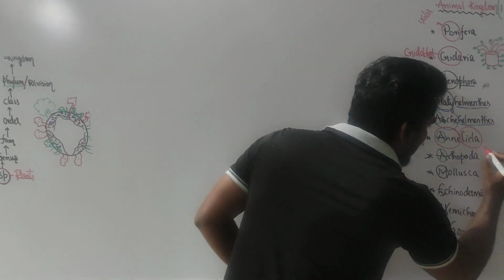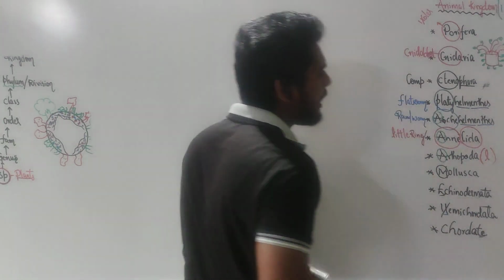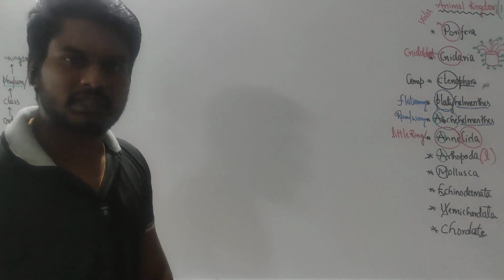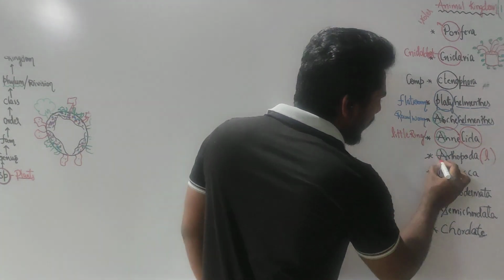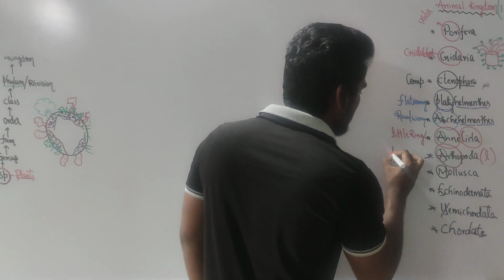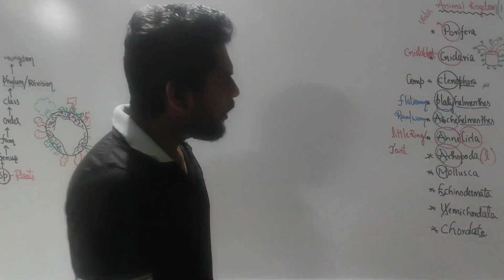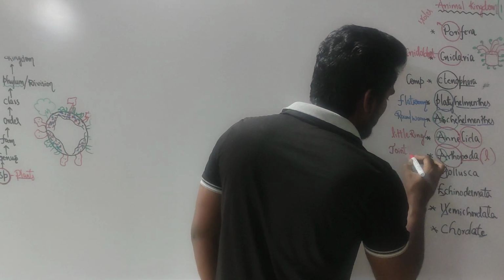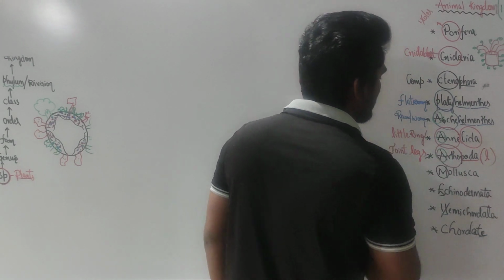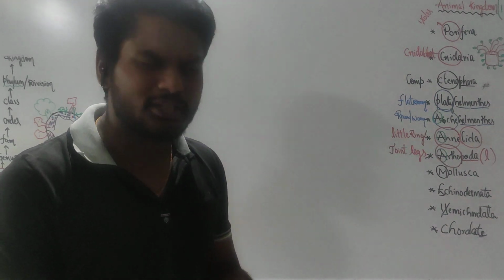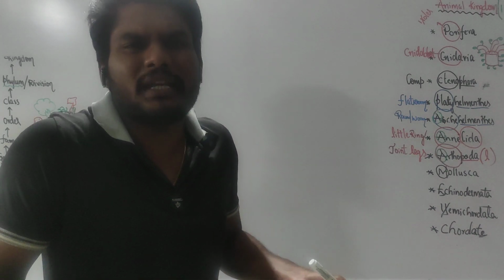Next, go for the next phylum, the largest phylum. What is the largest phylum? The largest phylum is Arthropoda. Fix this in your mind. What is the meaning of artho? Artho means joint. What is the meaning of poda? Poda stands for legs, also called appendages. You remember it as legs only. Appendage is nothing but limbs or legs.